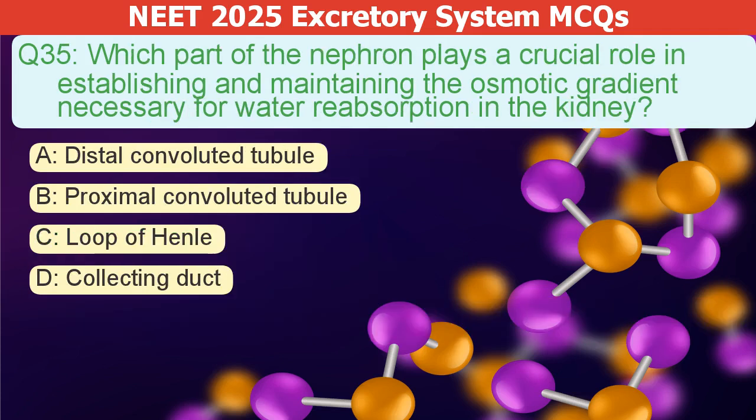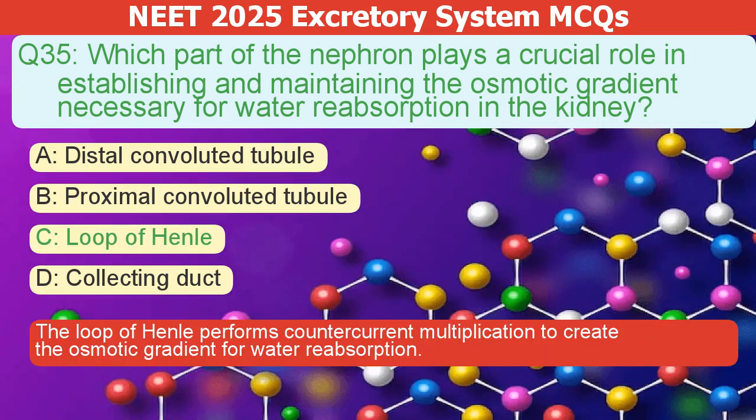Which part of the nephron plays a crucial role in establishing and maintaining the osmotic gradient necessary for water reabsorption in the kidney? A. Distal convoluted tubule. B. Proximal convoluted tubule. C. Loop of Henle. D. Collecting duct.